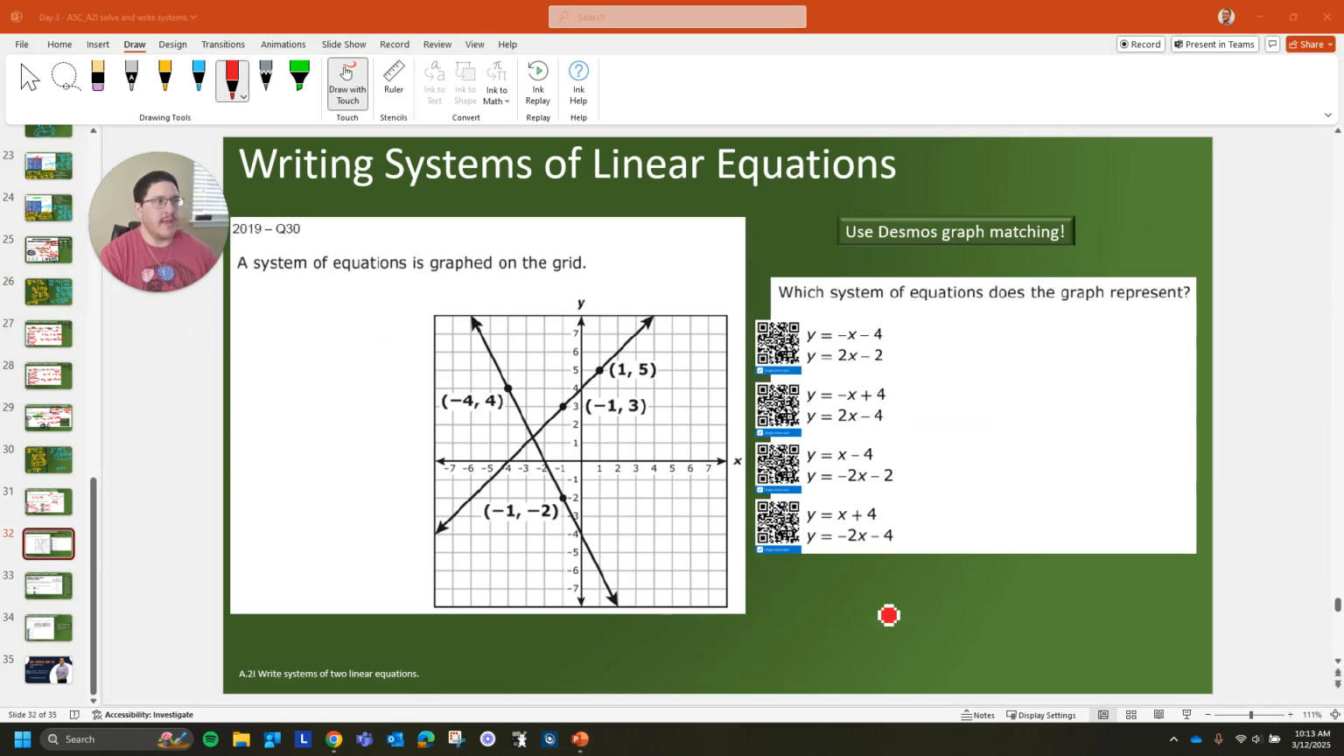Okay, another question where it asks for us to identify which set of system of equations the graph represents. So using our knowledge of systems of equations, see if you can figure out which of these systems is the appropriate system for the graph that's being represented on the screen here. Go ahead and pause the video, see if you could figure that out on your own. Otherwise, I'm going to show y'all in about 5 seconds how to do this problem.